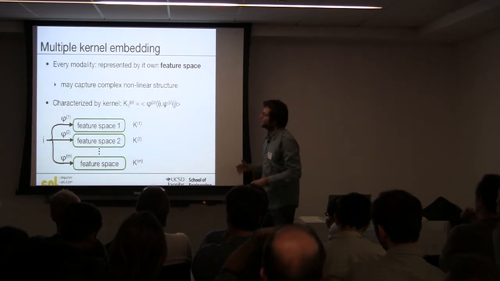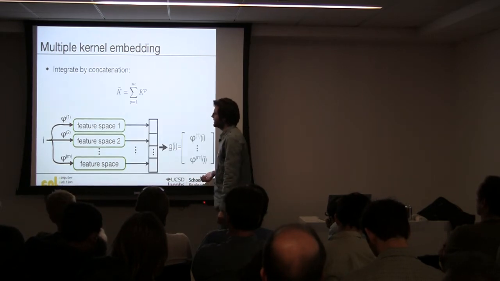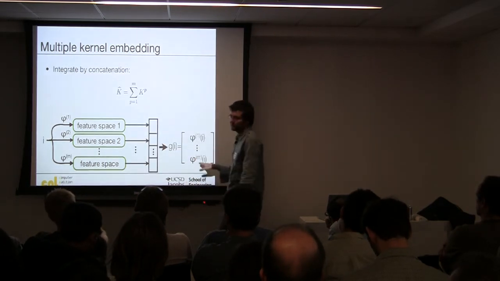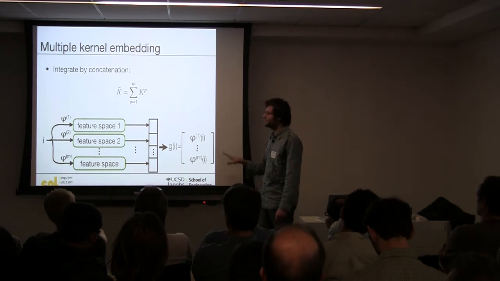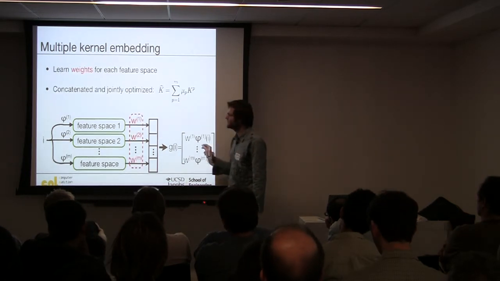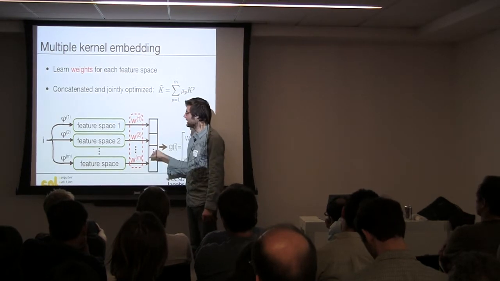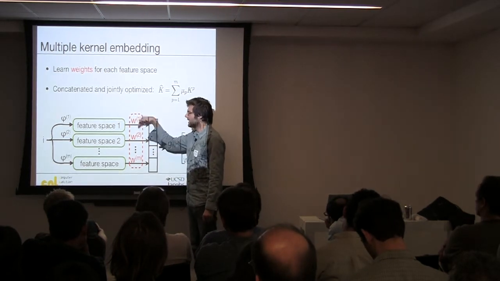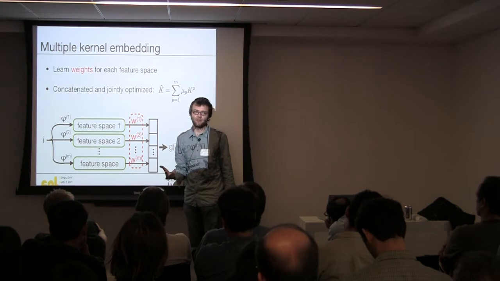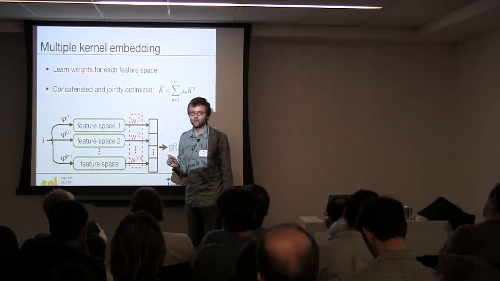Now, one way to do this is by just ignoring my suggestion and saying I'm going to concatenate everything and go from there. But again, as I said, that has certain dangers or risks related to it, so we're not going to do that. Instead, we're going to learn weights for each of these feature spaces, and that will help us downweight the feature spaces that don't contain very useful information and upweight the feature spaces that do contain useful information.